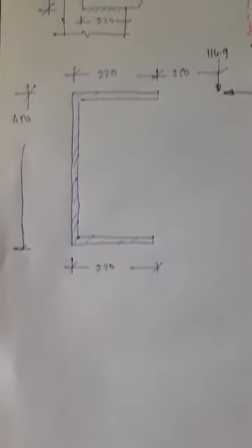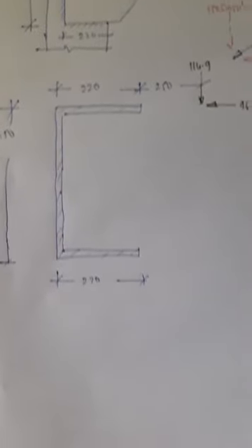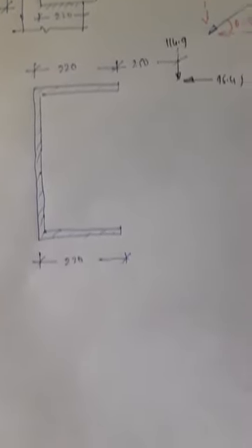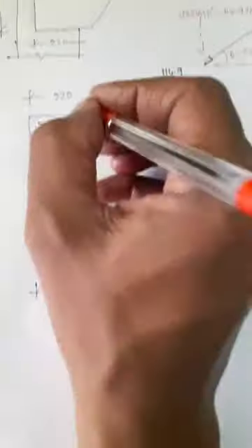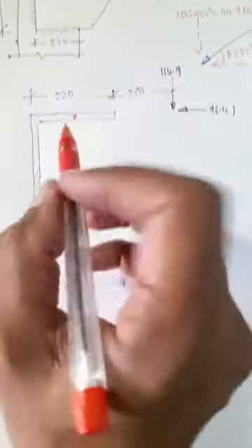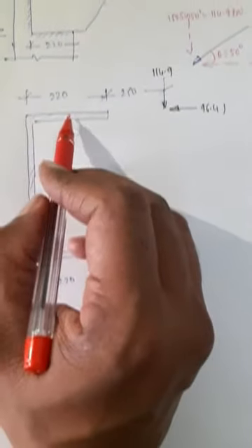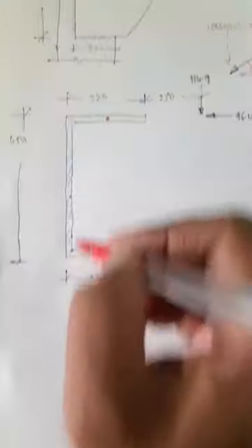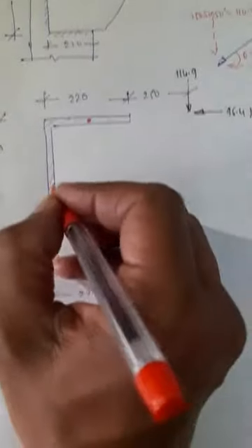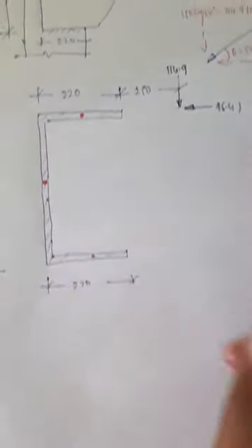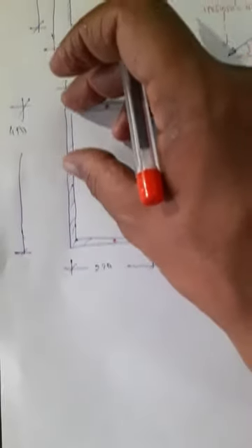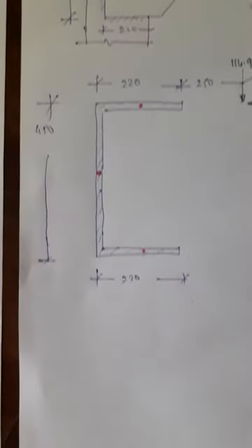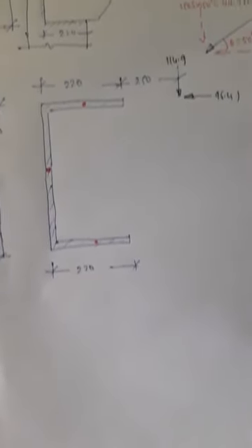Before we start solving, always mark the CG points, the CG of each of the elements. Let this be element 1. Its CG is at the center, at 110 from each of the sides, since this is 220. Similarly for element 3. Now for the vertical element, CG will be at the center: 450, 225, 225. Now let us mark the CG axis.